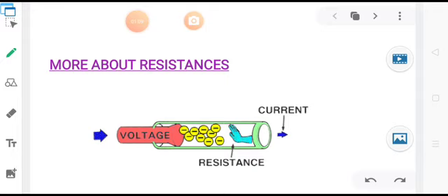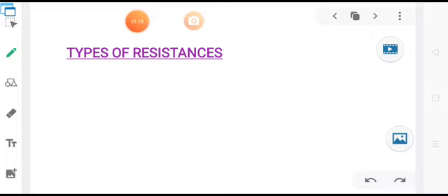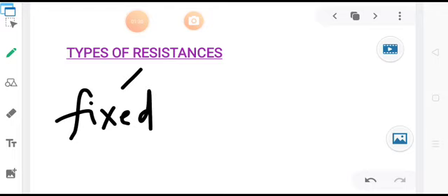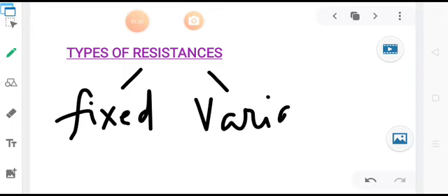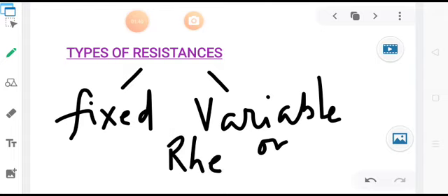Okay, so let's begin by studying the different types of resistors. Types of resistances. Resistors are of two types. They may be fixed or variable. Now the variable resistances are also known as rheostat. So let's study a bit more about these two.